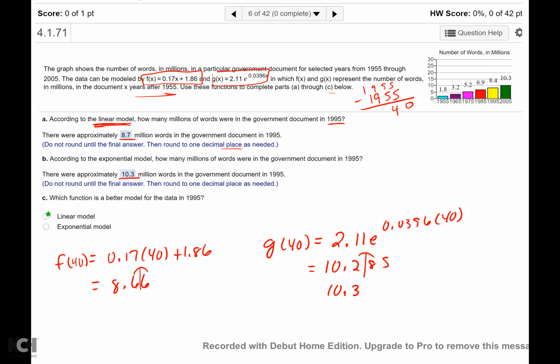Okay, then it says which function is a better model for the data. Well, if you look at 1995, the actual answer was 8.4, which is closer to the linear answer than it is the exponential answer, so the linear model would be the better one. Okay?